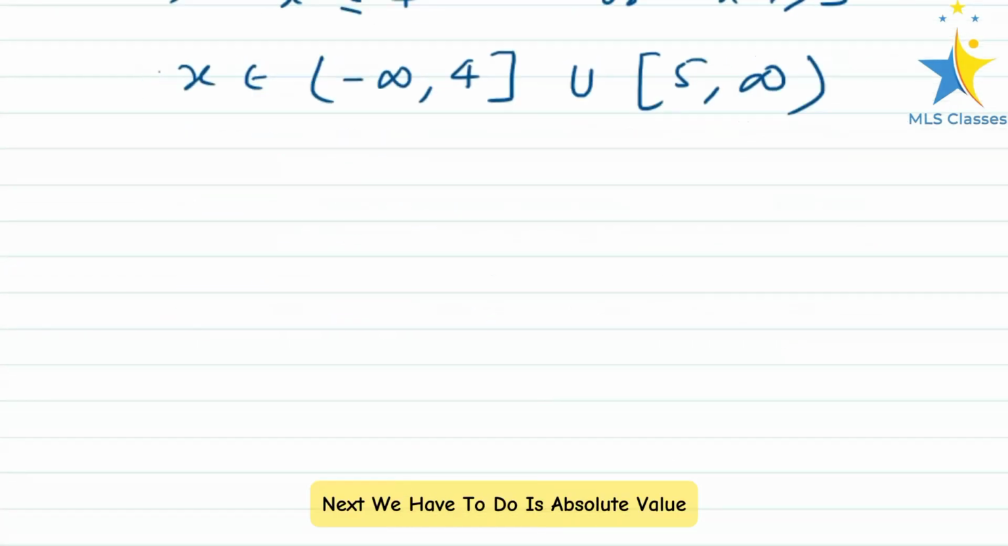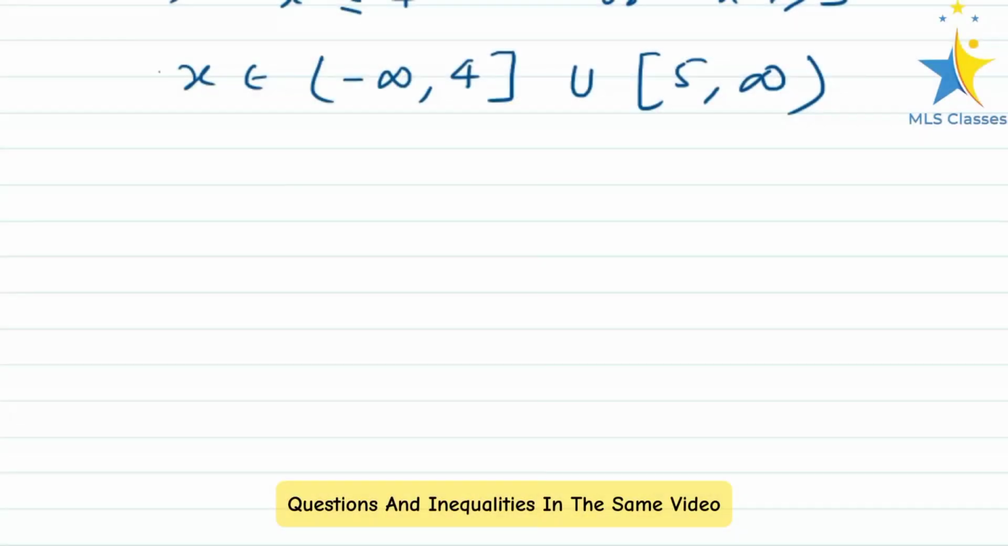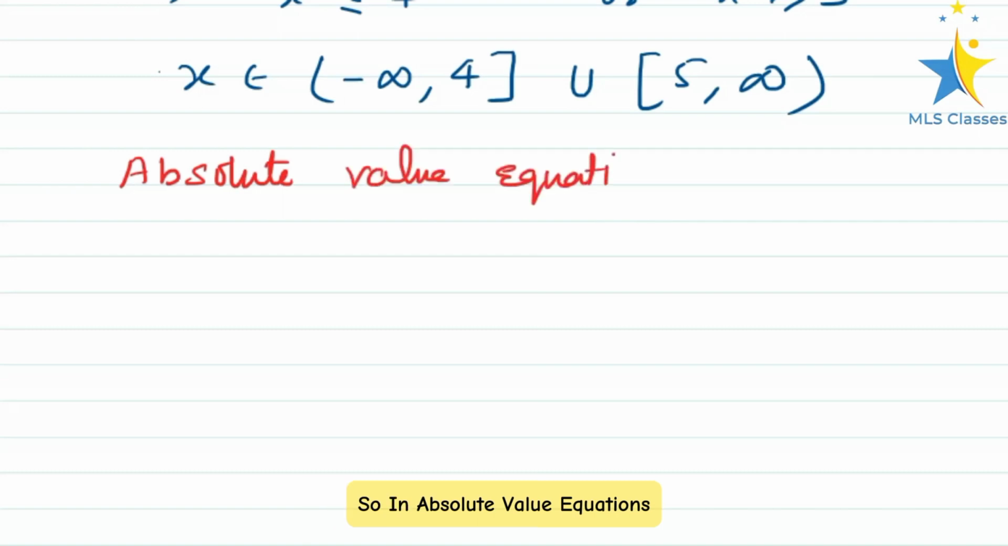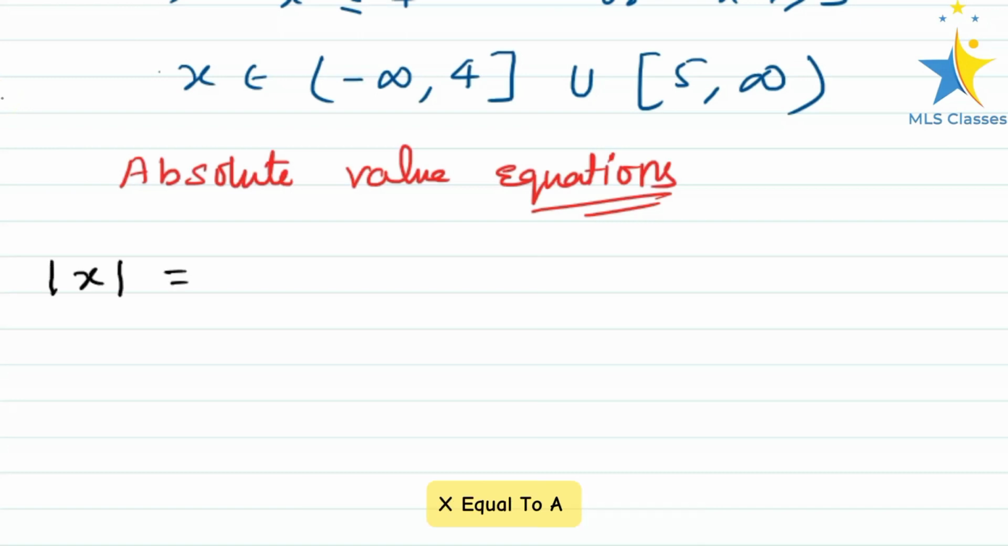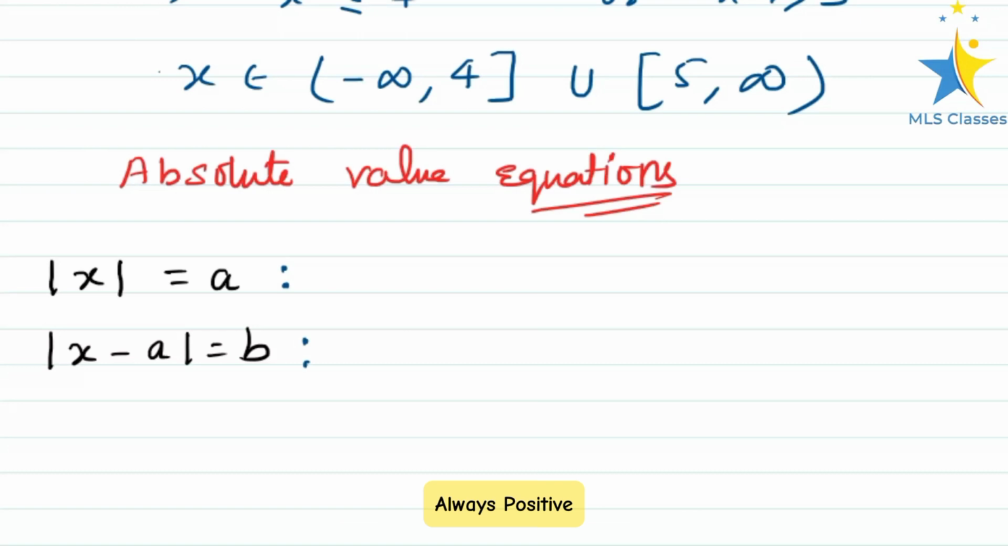Next we have to do absolute value equations and inequalities in the same video. So first we will see absolute value equations. In absolute value equations, suppose it's written as absolute value of x equal to a, or absolute value of x minus a equal to b. What we always have to remember is that the result of an absolute value is always positive.